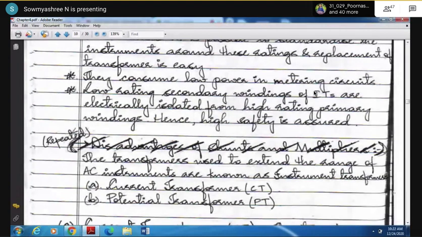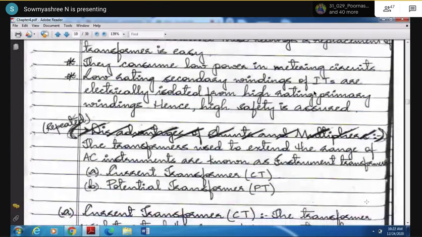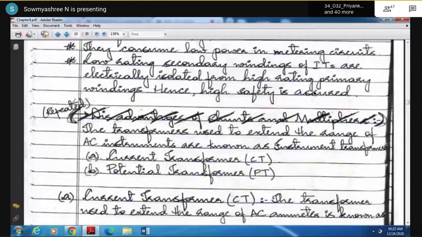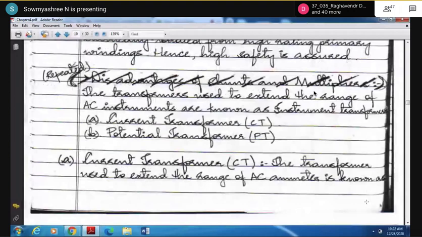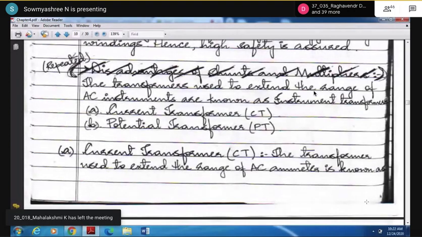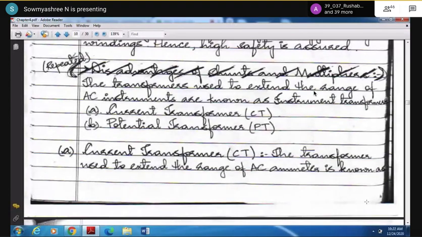So now let us study in detail the working of the current transformer as well as the potential transformer. What is a current transformer? The transformer which is used to extend the range of AC ammeters is known as a current transformer.